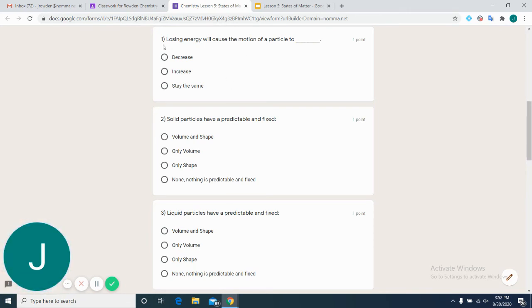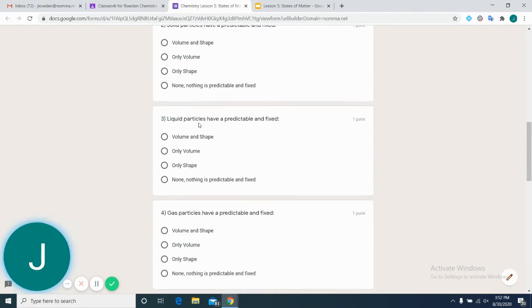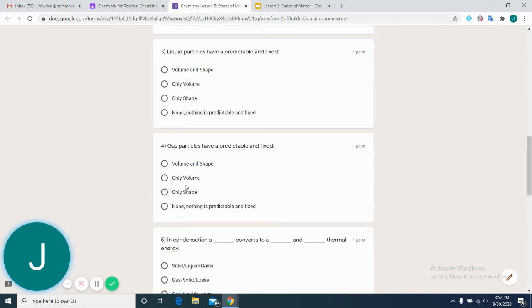Okay, so let's go over it, make sure you did it right. Losing energy, what's that going to do? Will losing energy cause the motion to increase or decrease? Losing energy will make it decrease. Solid particles have predictable and fixed. That'll be both volume and shape. Think about the desk. It takes up the same amount of space and it has the same shape all the time. What about liquids? So what's predictable on a liquid? Do liquids always stay in the same shape? No, they take whatever shape of the object they're in. So the volume is the thing that is predictable and fixed. And then in gas, do gases take up the same volume or shape? No, nothing's predictable and fixed.